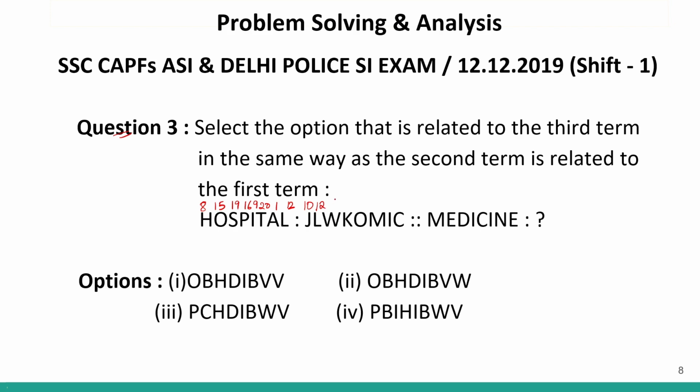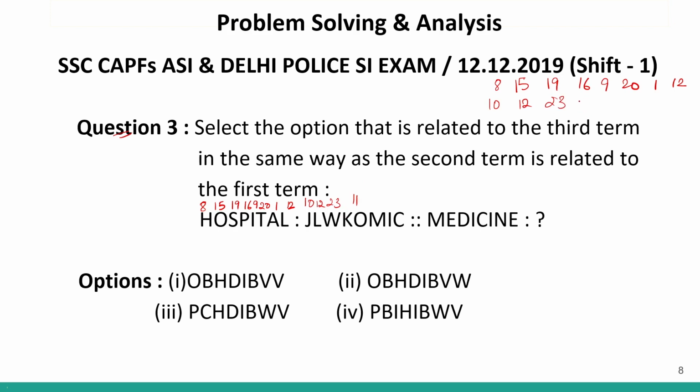W is 23. Let me write it like this. The forward ranks are 8, 15, 19, 16, 9, 20, 1 and 12. J is how much? J is 10. This is 12. Then W is 23. Correct? So 23. K is how much?